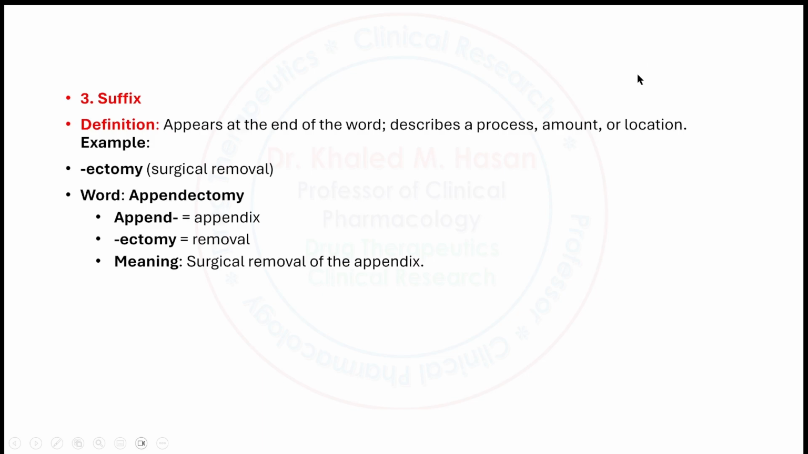So the first part was the prefix, the second part was the root, and the third one is the suffix. A suffix appears at the end of the word and describes a process, amount, or location. We have an example: ectomy. Ectomy means surgical removal, and the example here is appendectomy. Append stands for appendix, ectomy means removal, meaning surgical removal of the appendix.